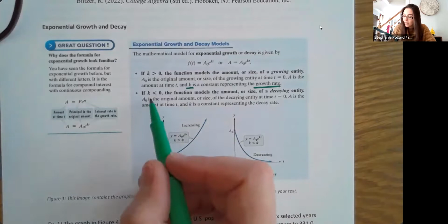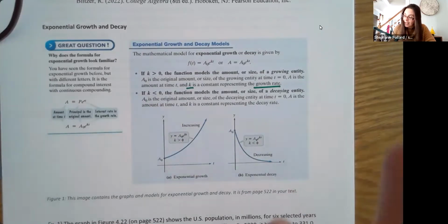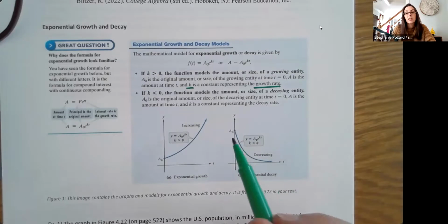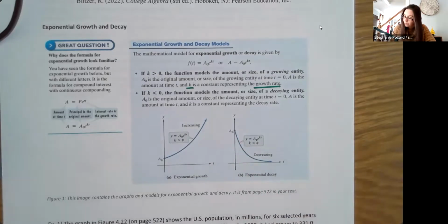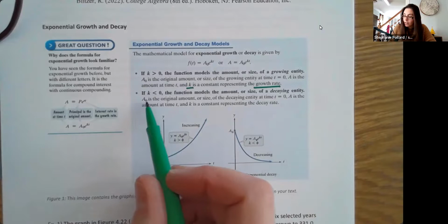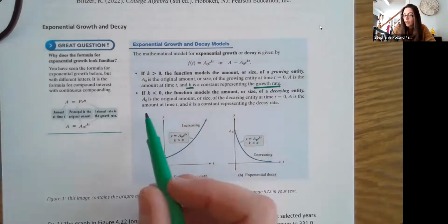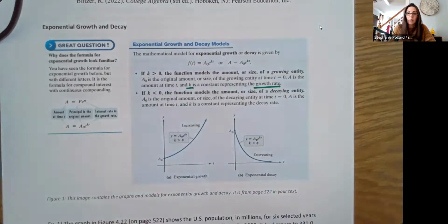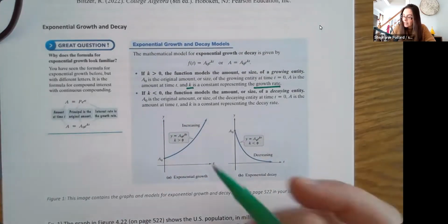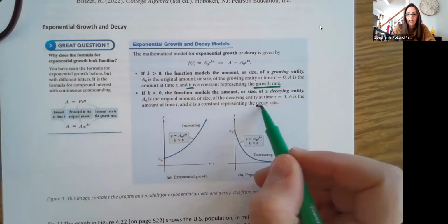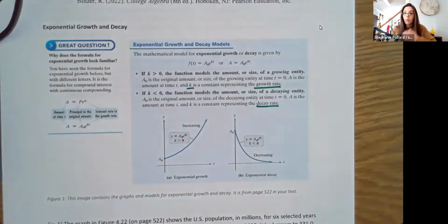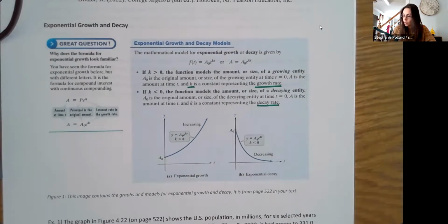Now, if k is less than 0, then you have a decreasing or decaying model. So let's say your population is decreasing over time, something like that. A sub 0 is still the original amount or size of the decaying entity at time t equals 0. And then A is the amount at whatever time t you're looking at. Maybe you're looking at t equals 5 years. And k is that constant representing, in this case, that decay rate. Now, remember, rate is another way to think of a percent. So we often use that word rate to represent the percent, particularly in decimal form. So that's going to help us out later as well. And these are your two basic graphs.